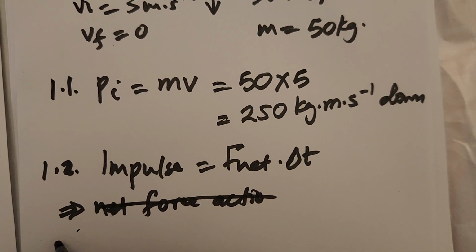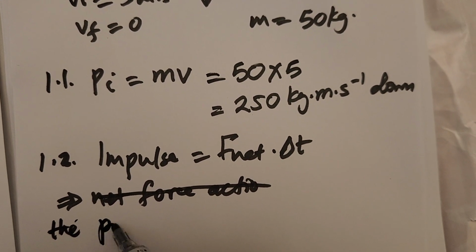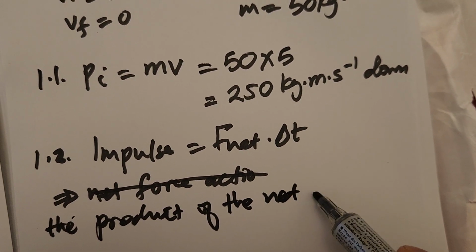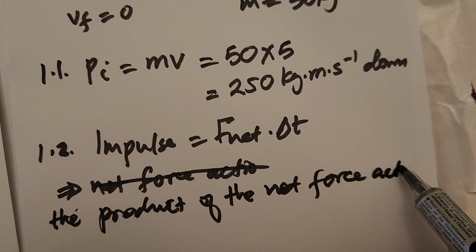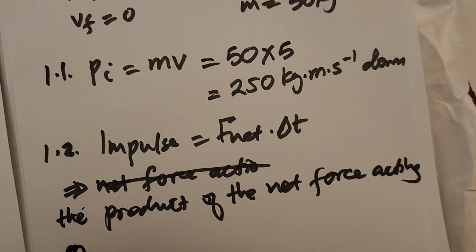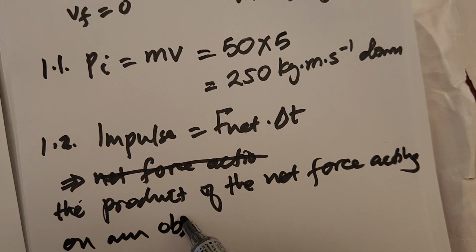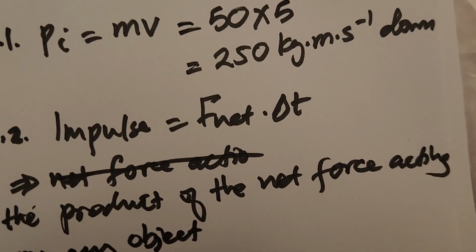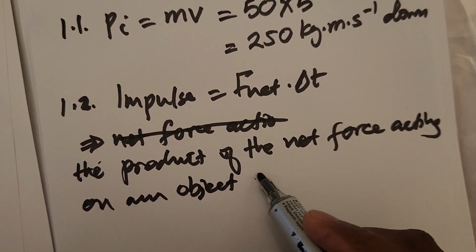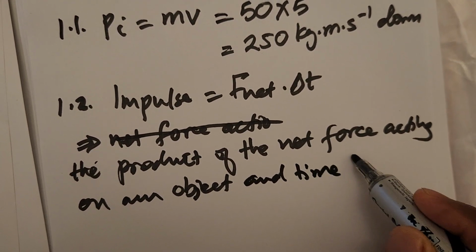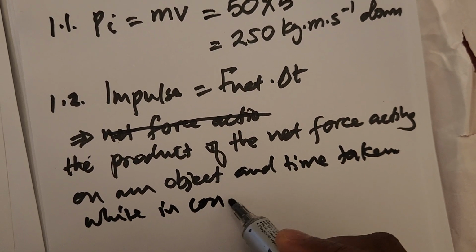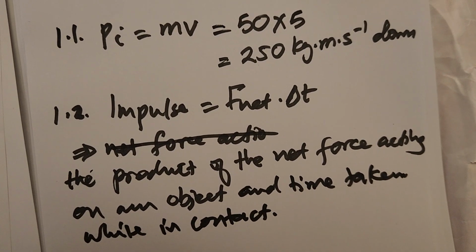They say the product of the net force acting on an object, in this case net force acting on an object, and the time taken, time taken while in contact or while the force acts. Very simple. 1.3, let's move.